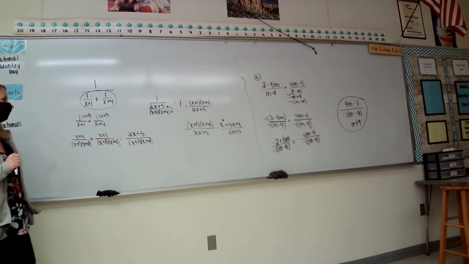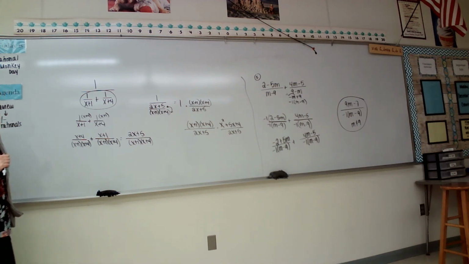When you multiply, how does something cross out? Where does something cross out?